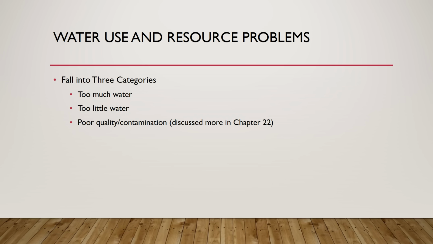All right, so water use and resource problems fall into three categories. First of all, we've got too much water, which we would recognize as flooding; too little water, which we often refer to as drought; and then, of course, there are the cases where we have poor water quality, which means polluted water or diseased water, which will be discussed more in a later chapter. That's chapter 22, by the way.